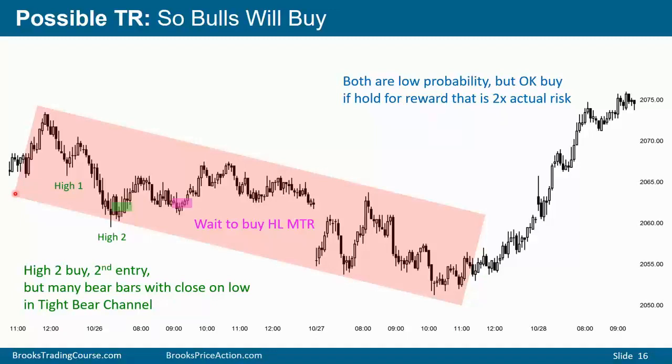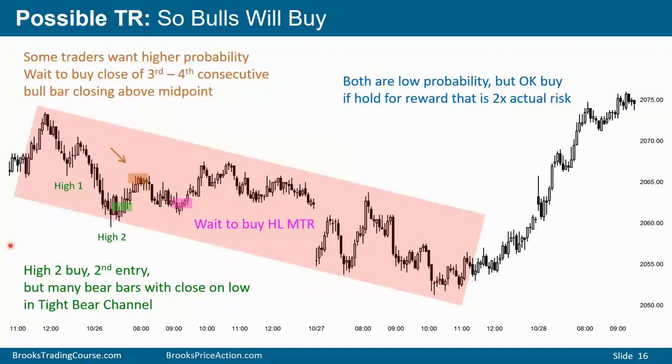All major reversals are relatively low probability, 40% chance of becoming a trend. But as long as you're holding for a reward that is at least twice your actual risk, the math makes sense in taking these buys. Some traders want higher probability, and they'll wait to buy the third or fourth consecutive bull close, use a wide stop, and scale in if the market pulls back. However, with a channel as tight as this, the reversal up is probably minor.